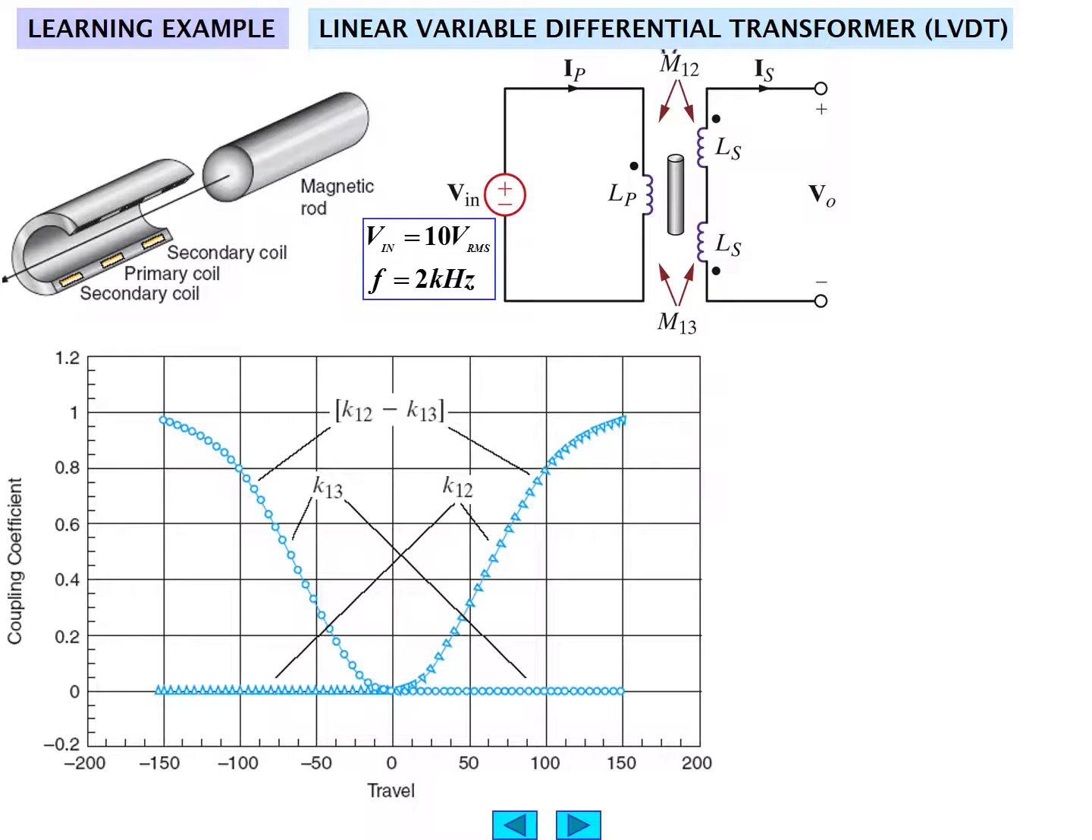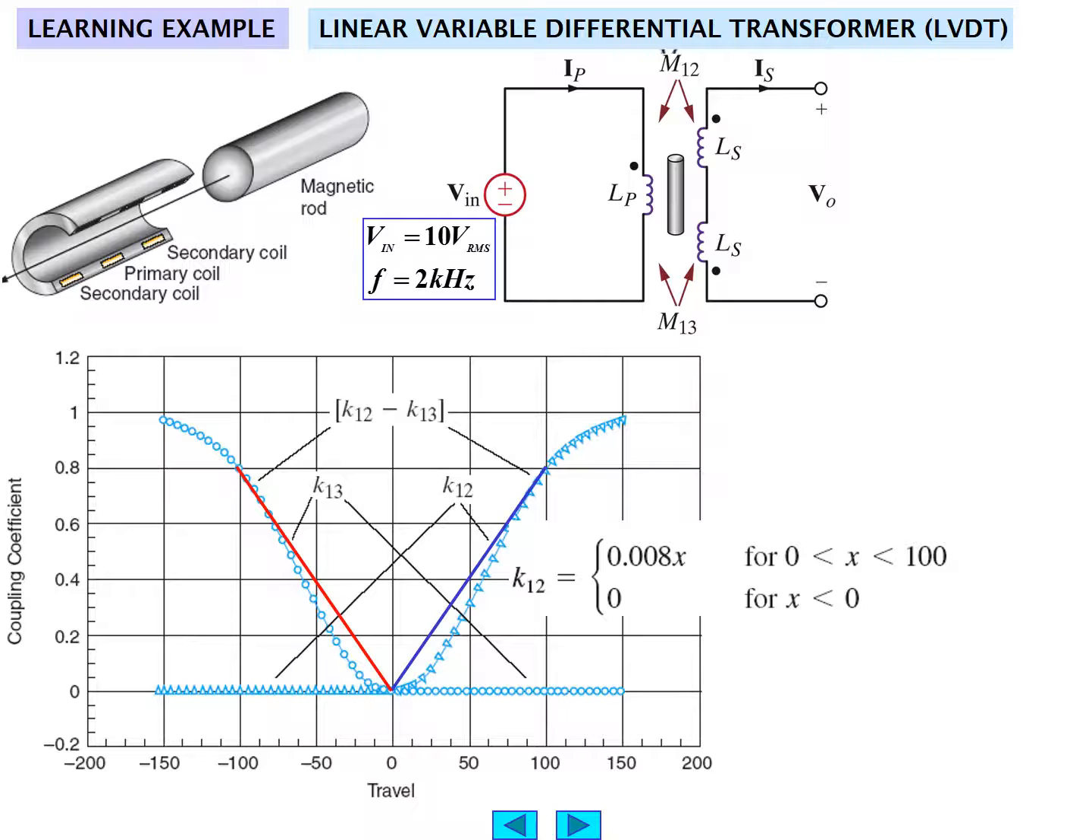Here's what would happen through an experimental result of the different values of the coupling coefficient as the device actually travels. So what you do get is an output, the coupling coefficient, as a function of the travel. And therefore, we can measure displacement by having some linear representation over some range. Sometimes that's hard to do, as you can see by the blue and the red lines.